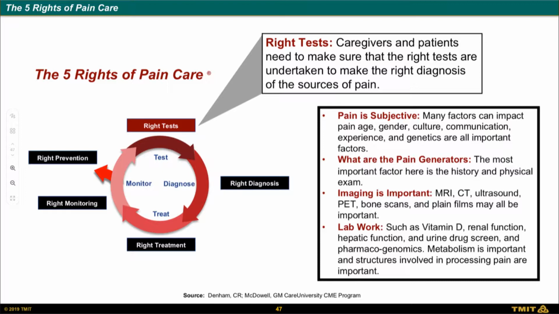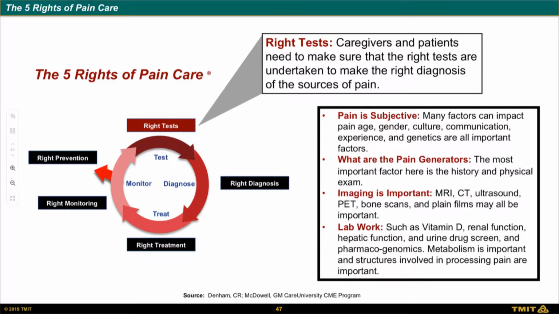We also like to draw lab work because I find it very important to identify whether somebody is deficient in vitamin D. We'd like to know about your renal and hepatic function because we can make decisions upon what types of medicines to treat people with. And then very importantly, particularly in this day and age, we look at the urine drug screen, but we also want to look at the pharmacogenomics because there are several ways that genetics can influence the analgesic response.